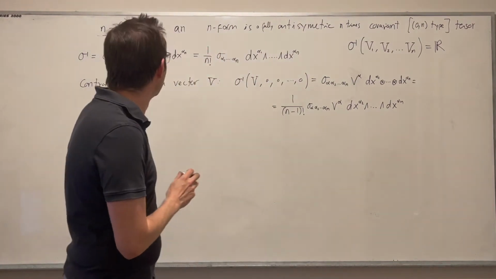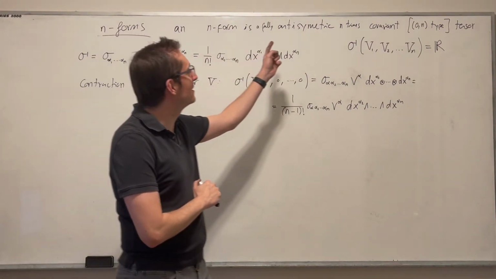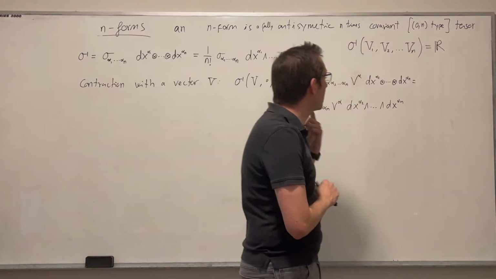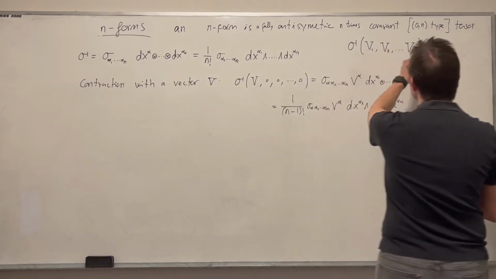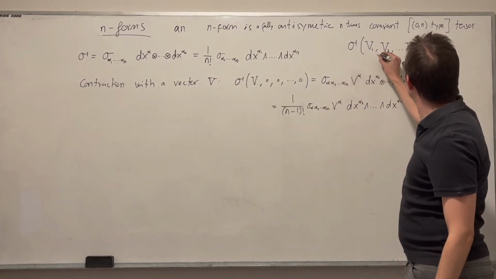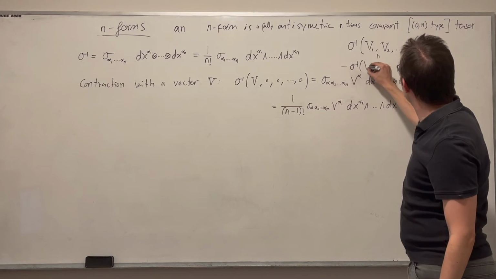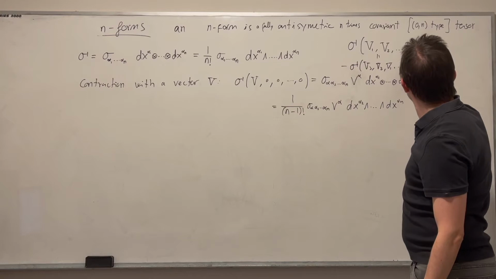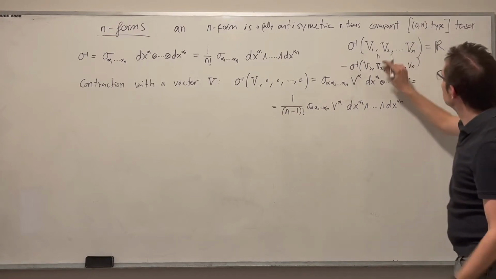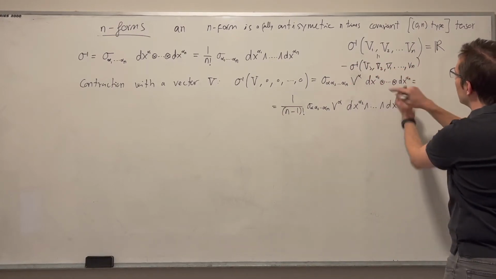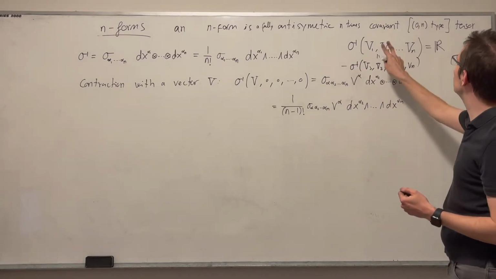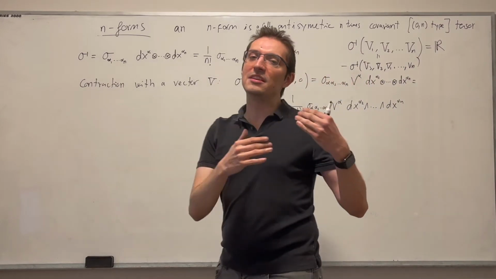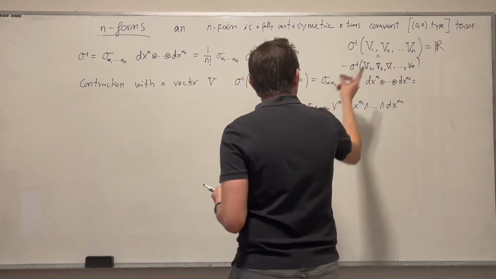An n form is a fully antisymmetric n times covariant tensor, a (0,n) type tensor, that is fully antisymmetric under the change of any two arguments. So if I were to write this, it is equal to minus sigma(v3, v2, v1, ..., vn). I swapped v1 and v3, and that already gives me a minus sign. Any swapping of two arguments will give me a minus sign. That's what I mean by fully antisymmetric, like the Levi-Civita symbol, if you remember. All right, let me erase that.